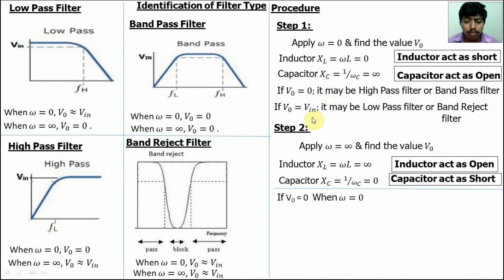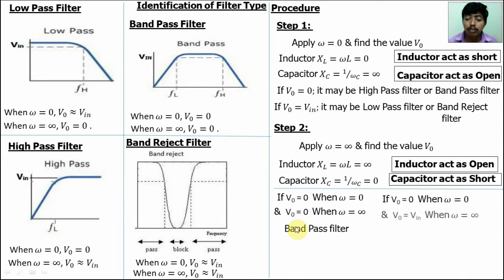In the first step, when omega is equal to 0, V0 is equal to 0. In the second step also, V0 is equal to 0 when omega is equal to infinite. What will be the filter? The filter will be a band pass filter, because when omega is equal to 0, V0 is equal to 0, and when omega is equal to infinite, also V0 is equal to 0. In the first step, V0 value is 0, but in the second step, when omega is equal to infinite, V0 has some value, definitely it will be a high pass filter.